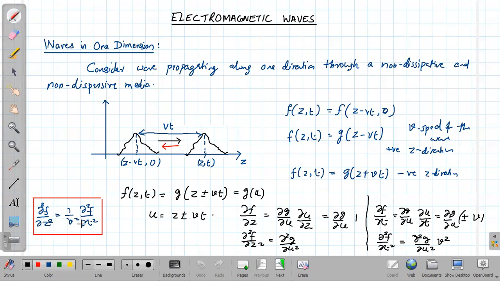Okay, so that's all for now. In the next video, we'll be discussing a physical example of a wave in a stretched string.